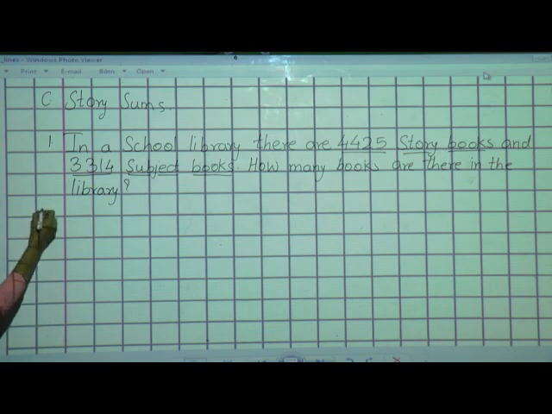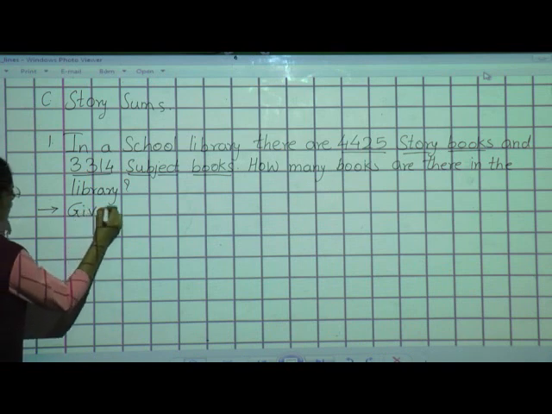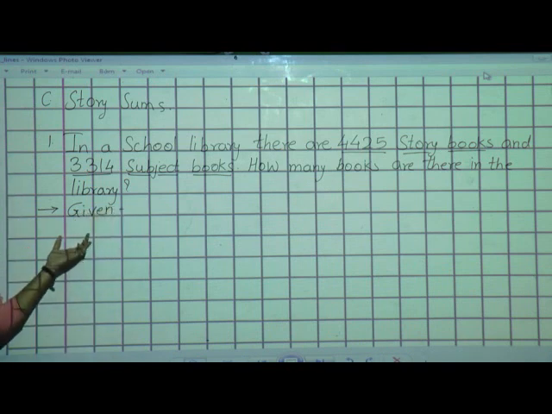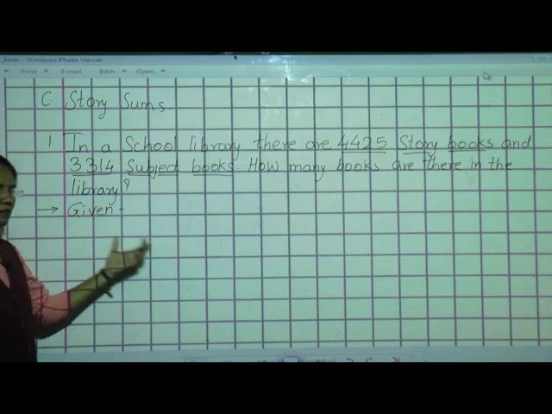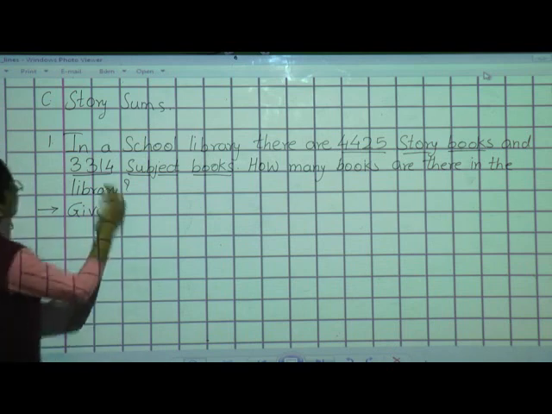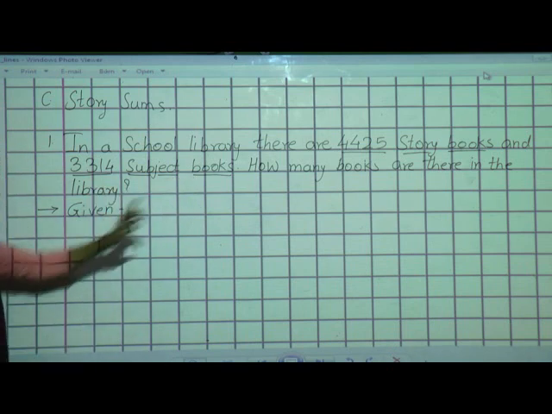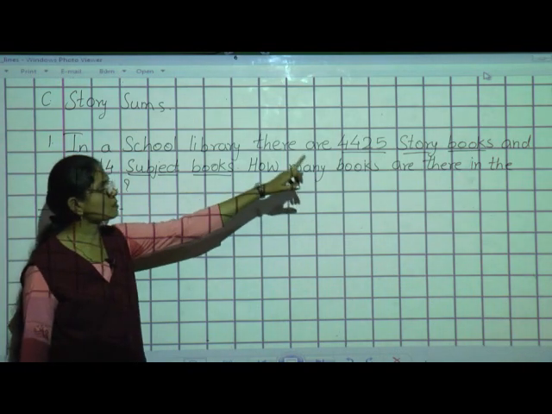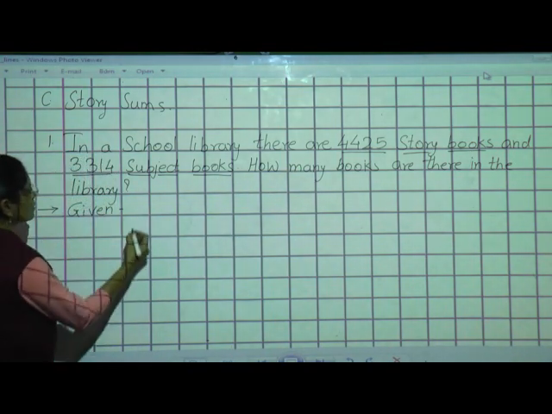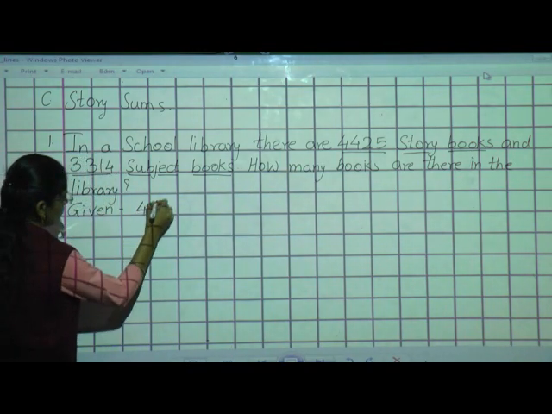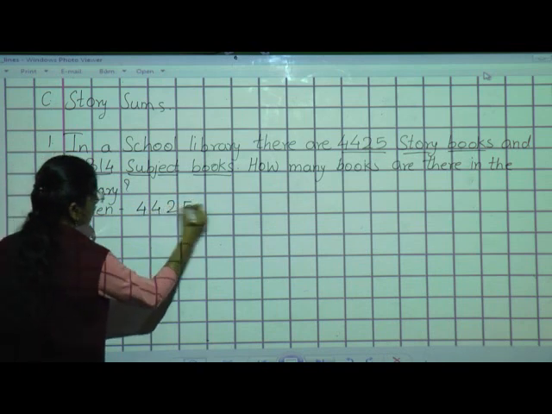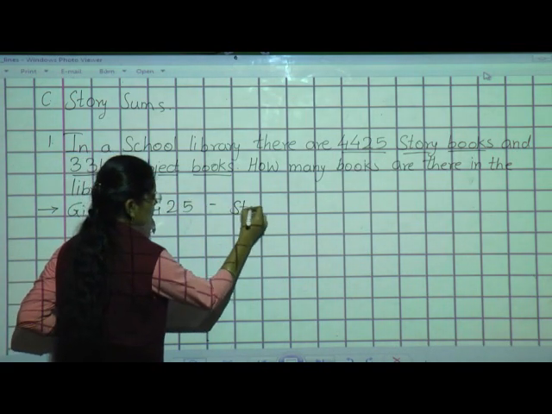Okay, so first what will we write? First we will write the given. Given means whatever data we got, that we will write first. Now given, how many story books are there? There are 4,425 story books. These are the story books.